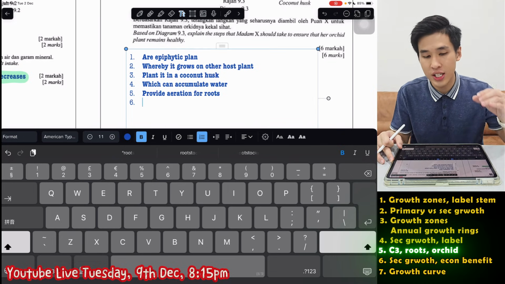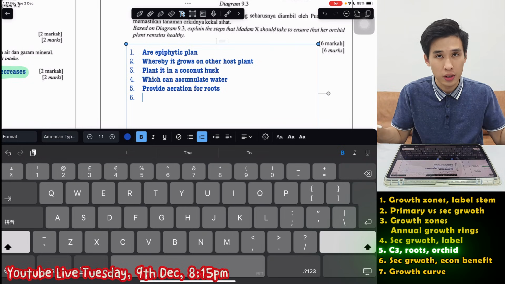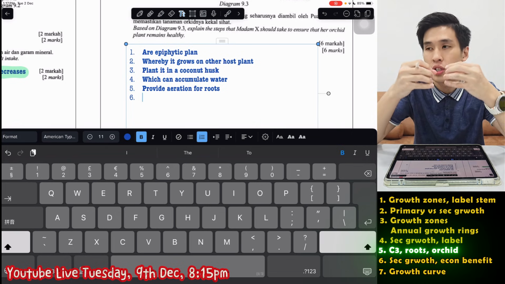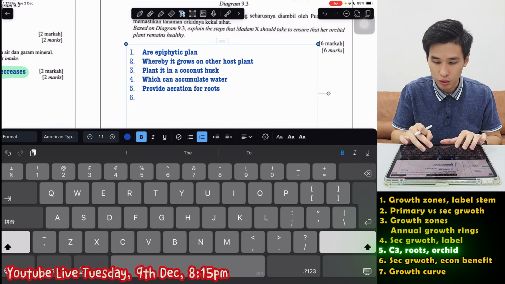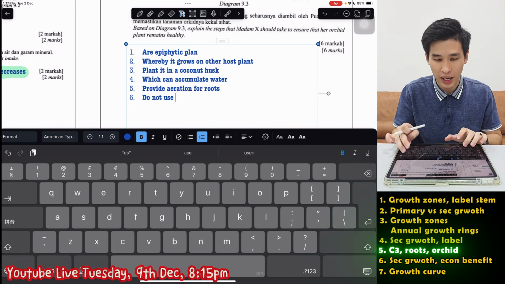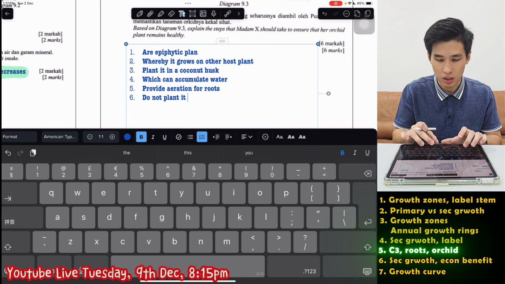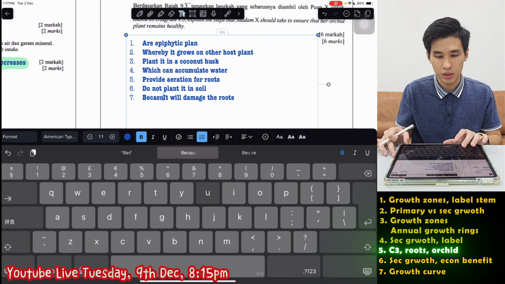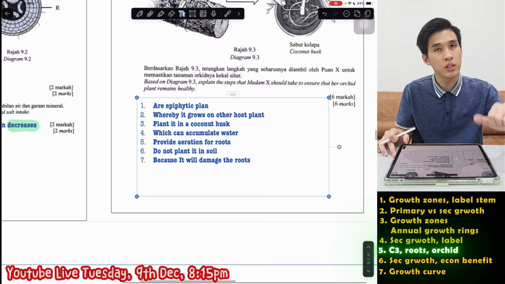And another thing you can suggest here is don't use soil, because their roots need a lot of air to survive. If you put soil, you will damage the roots, you cause the root to suffocate. So do not use or plant it in soil, because it will damage the roots. Yeah, so you can write this down.